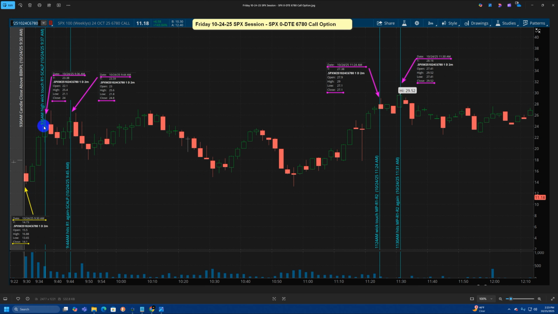$14.10. Here was the 1 level move scalp at 9:36 a.m. Here you have the high, $25.40, close $24. Here's one of the candles later on. Now we did kind of point this out, but not the particular timestamp.